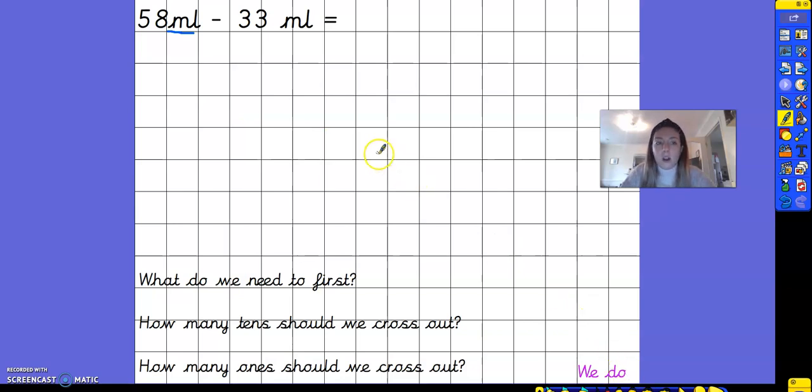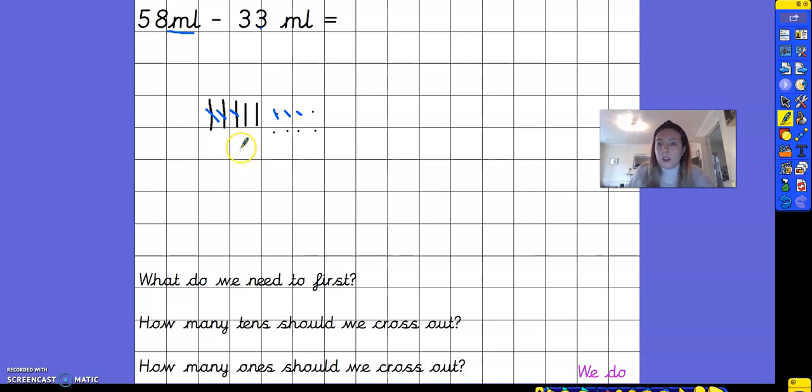We need to draw the biggest number, which is 58. 5 tens, 1, 2, 3, 4, 5, 6, 7 and 8 ones. How many 10s should we cross out? How many 1s should we cross out? Hopefully you've said we need to cross out 3 1s. And we also need to cross out 3 10s.